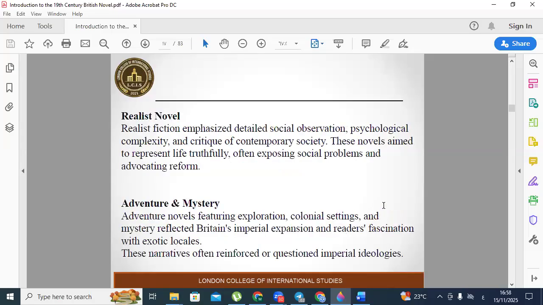The realist novel. Realist fiction emphasizes detail, social observation, psychological complexity, and critique of contemporary society. These novels aim to represent life truthfully, often exposing social problems and advocating reform. Adventure and mystery. Adventure novels featuring exploration and colonial settings reflected Britain's imperial expansion and readers' fascination with exotic locales. These narratives often reinforced or questioned imperial ideologies.